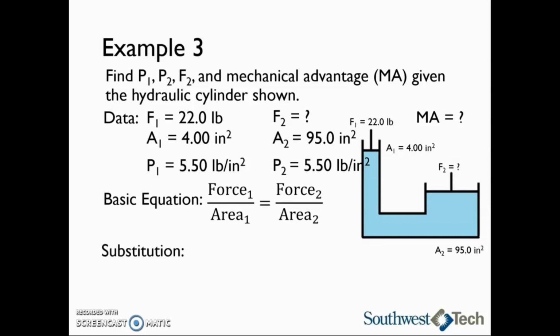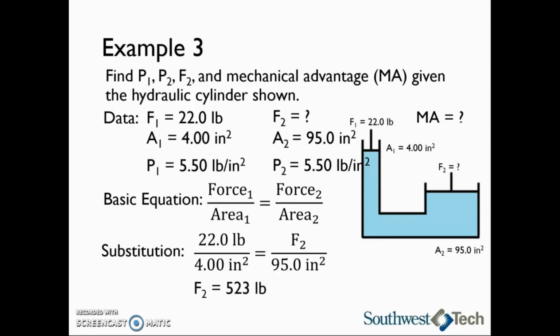Since there is only going to be one unknown, we can cross multiply and divide to solve for our remaining value. We have 22.0 pounds divided by 4.00 square inches is equal to F2 divided by 95.0 square inches. We will multiply on the diagonal, 22.0 pounds times 95.0 square inches, and then divide by what's left over, which is 4.00 square inches, to get an F2 of 523 pounds.